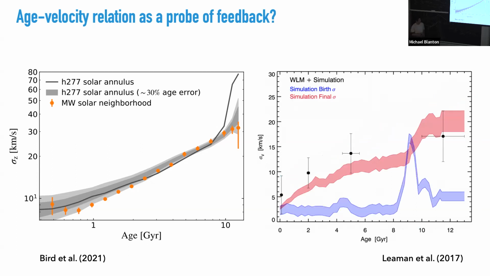I just want to show the same thing for a dwarf galaxy. Here's a simulated dwarf galaxy. This is again total sigma. The stars are being born with just a few kilometers per second dispersion. This is where those stars end up at redshift 0, and then the black data points are WLM, showing you that they're a pretty good match to observed velocity dispersions in local volume dwarfs. And again, that's consistent with just a model where they're scattered off of giant molecular clouds and heated with time.